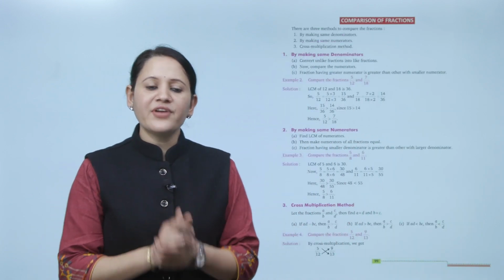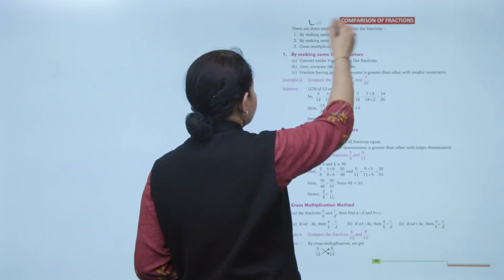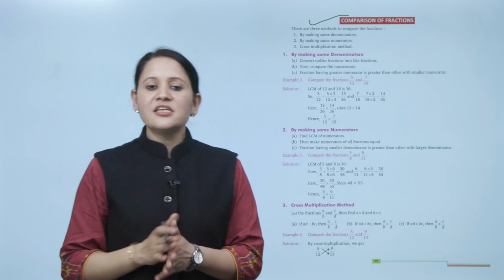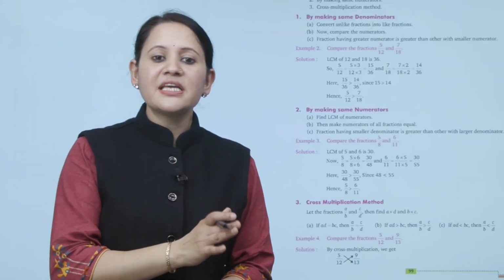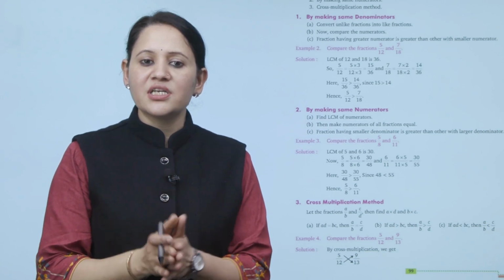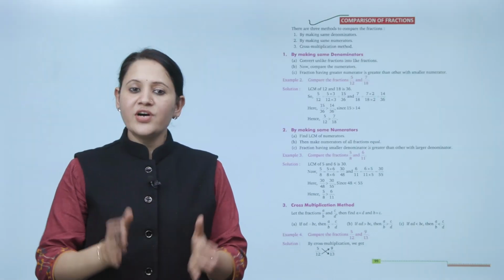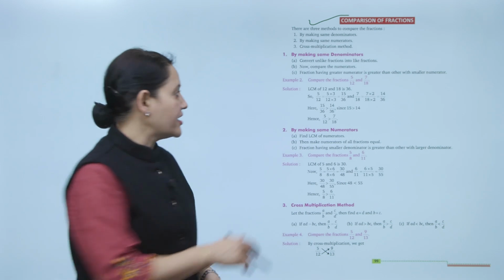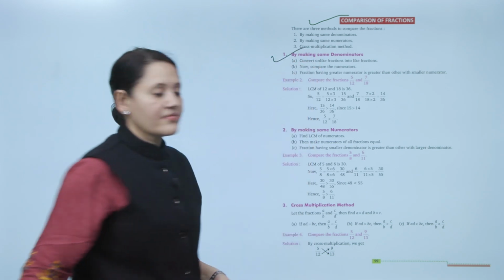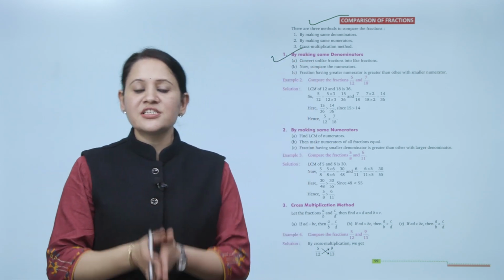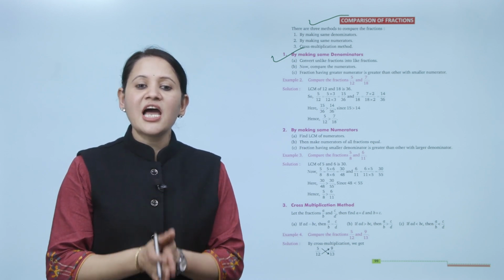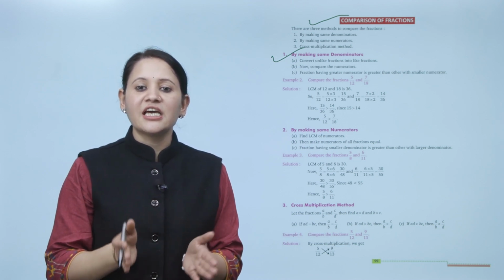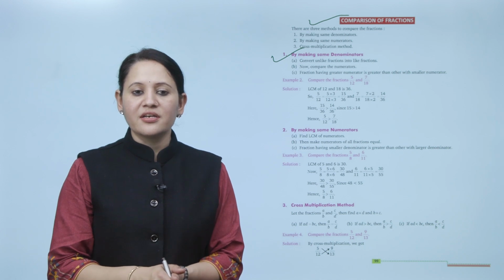Next is comparison of fractions. There are 3 methods to compare the fraction. First, by making the same denominator, second, by making same numerator, and third one is cross multiplication method. First one is by making same denominator. Convert unlike fractions into like fraction. Now compare the numerator. Fraction having the greater numerator is greater than other with the smaller numerator.